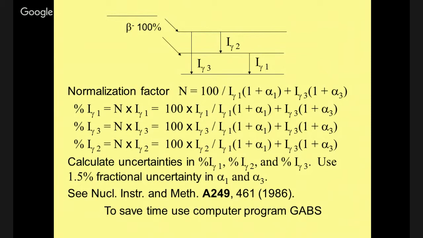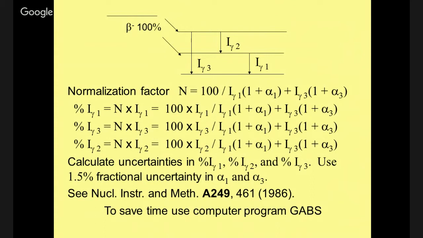Now you have to calculate uncertainties of this. You want to know the uncertainty of I gamma 1, I gamma 2, and I gamma 3, absolute. Well, you use 1.5% uncertainty in alpha 1 and alpha 3. We know those theoretical conversion coefficients pretty accurately. And then you have to use your knowledge of calculus because you're mixing different I gamma 3, I gamma 1, I gamma 2, all mixed. So you look at Nuclear Instruments and Methods, where this publication will show you how to do it. Or you use the program GABS.